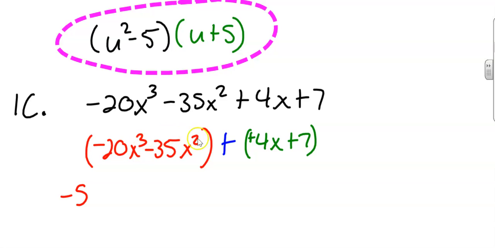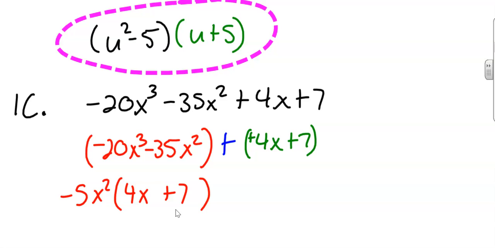Now, you do have x to the third and x to the second, so again, you take out the smaller amount of exponents, so make it x squared. Negative divided by negative is a positive. Negative divided by negative is a positive, and that's 7. And then when you get to this one, you go, well, there's really nothing I can take out of 4x plus 7.